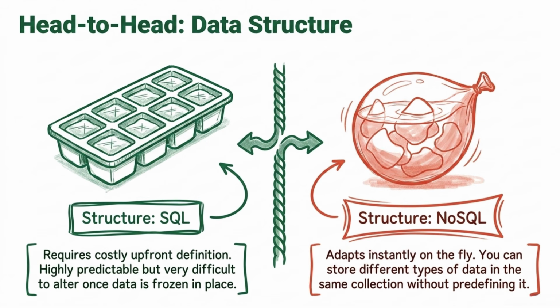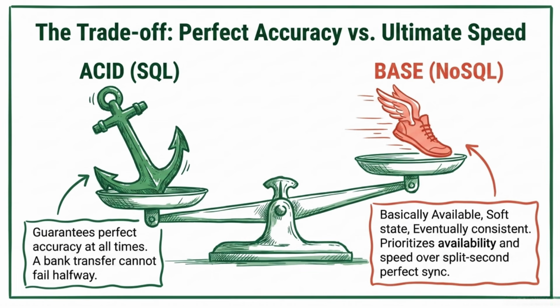Head-to-head, data structure. First direct comparison, data structure. SQL requires a costly upfront definition of every column and type. Once that schema is frozen, altering it is painful and slow. NoSQL adapts instantly on the fly. You can store completely different types of data in the same collection without ever predefining the structure. Maximum flexibility by design.